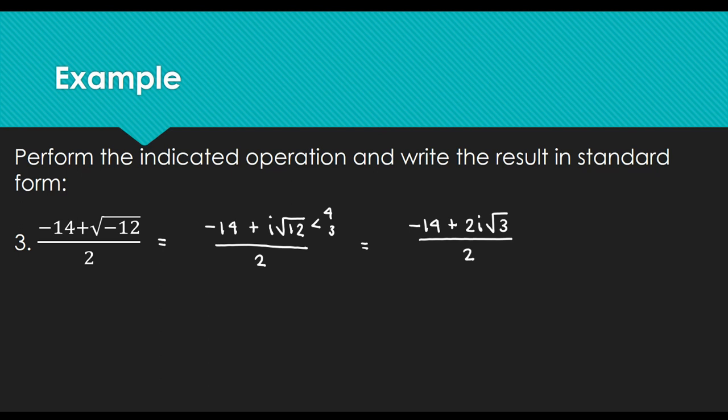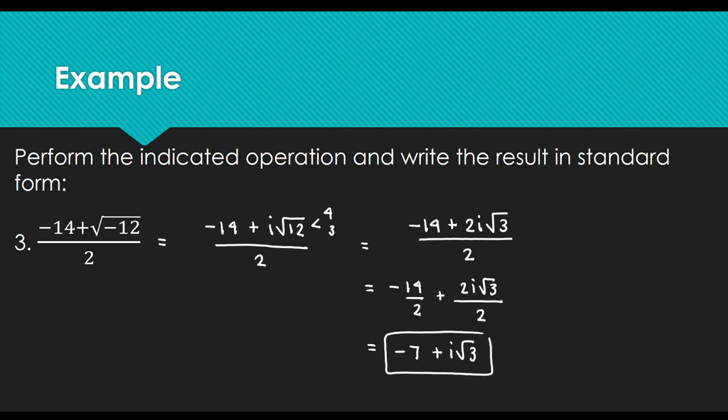This is still all over 2. And now all I need to do is, because there's only one term in my denominator, I can go ahead and split apart the fraction. Think of it as negative 14 divided by 2 plus 2i root 3 being divided by 2. Well, negative 14 divided by 2 is negative 7 plus the 2 divided by 2 cancel, and that leaves you with an i root 3. These are not like terms. It's in standard form because it goes real number followed by imaginary number, and so we're done.